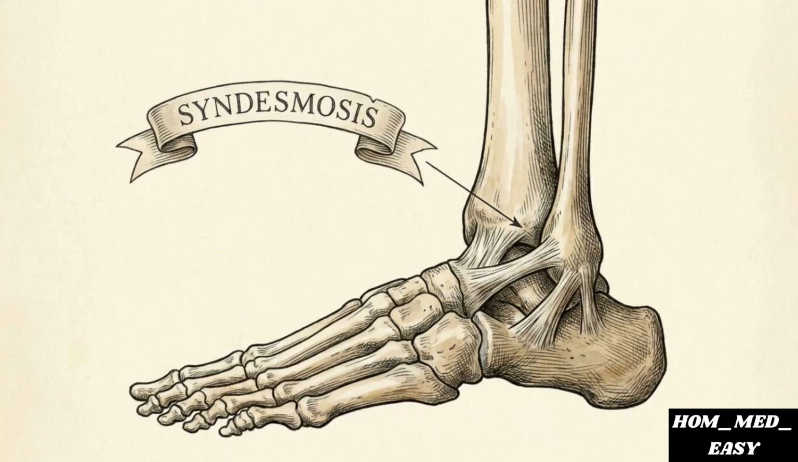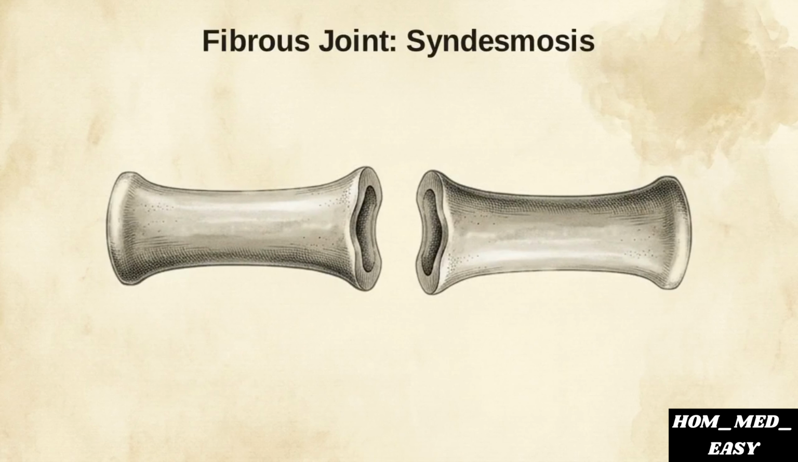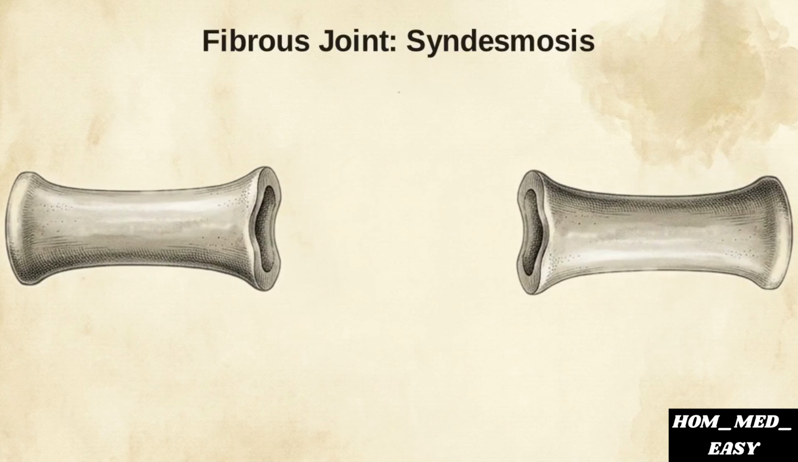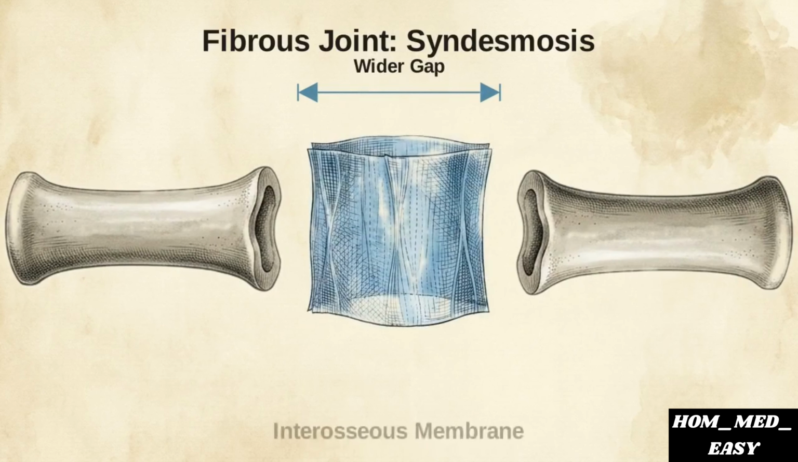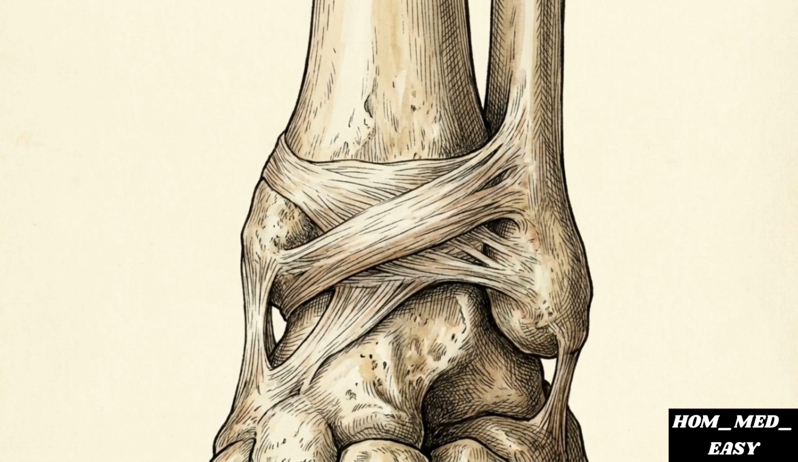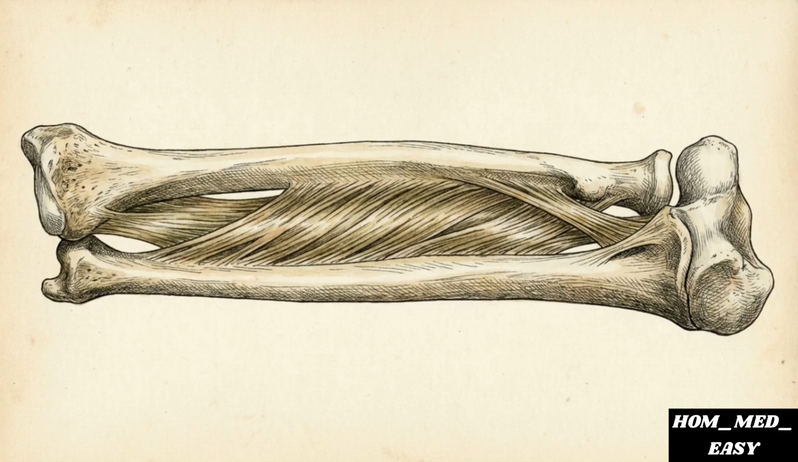The second subtype of the fibrous joint is the syndesmosis. The bones are still connected by fibrous tissue, but across a slightly wider gap using a distinct ligament or interosseous membrane. Clinical examples include the inferior tibiofibular joint in the lower leg or the broad interosseous membrane connecting the radius and ulna in the forearm.